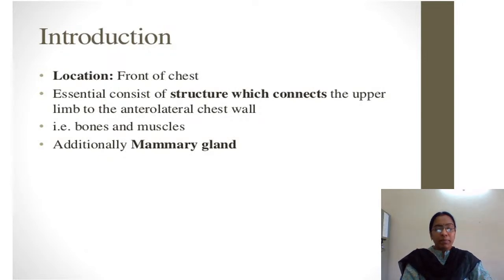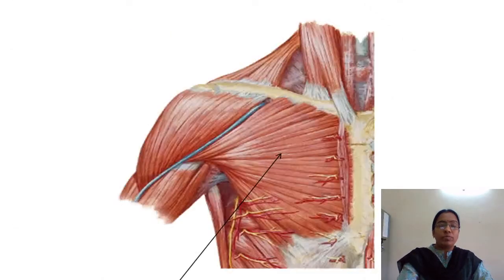So why is the pectoral region said to be so? Yes, it connects the upper limb to the anterolateral chest wall. The link which connects the upper limb to the anterolateral chest wall is the pectoral muscles. Because of this, the region is called the pectoral region, and because of this connection between the upper limb and the chest wall, it is included in this competency of the upper limb.